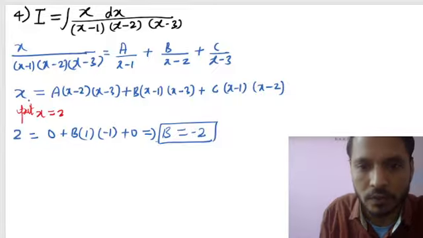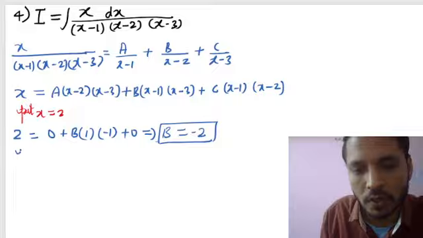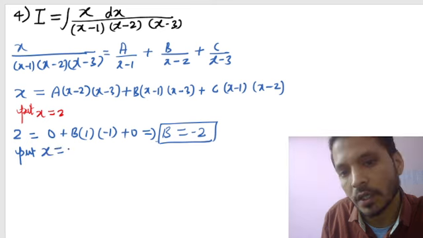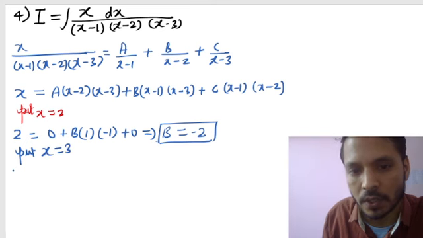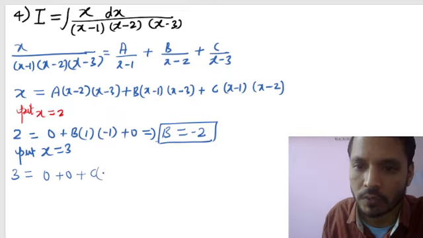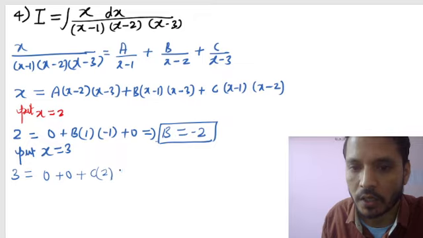Now we will move to the next, to find another part. That means we are going to substitute this time. What substitution can we do? So x equal to 3. If you take x equal to 3, this will become 3 is equal to a is going to become 0 and b also is going to become 0. Now we have just c. So c equal to 3 minus 1, that is 2, and 3 minus 2, that means it is just 1.